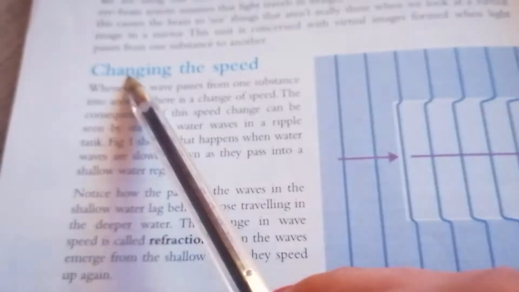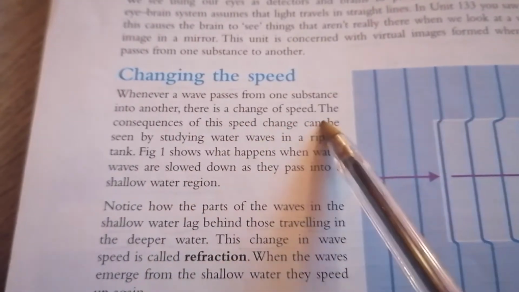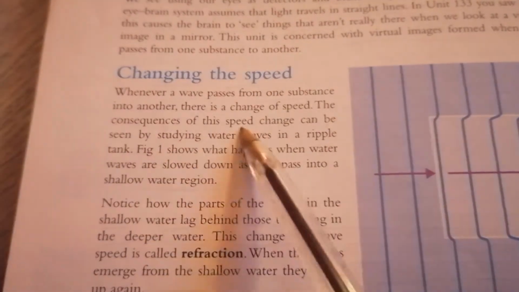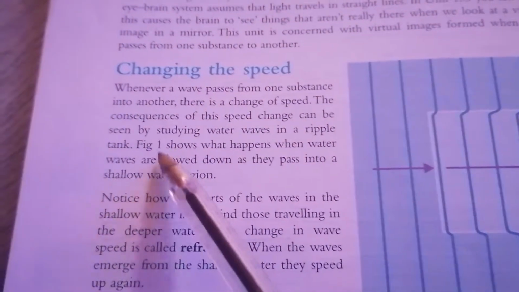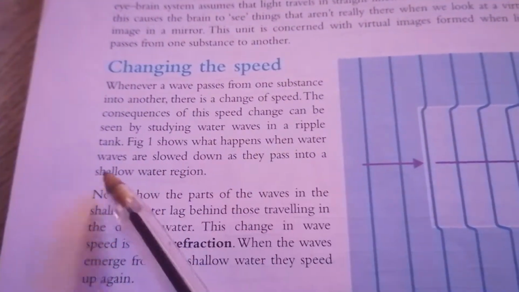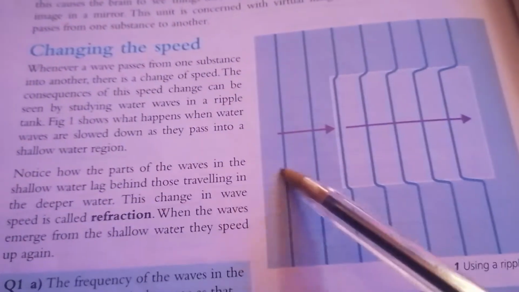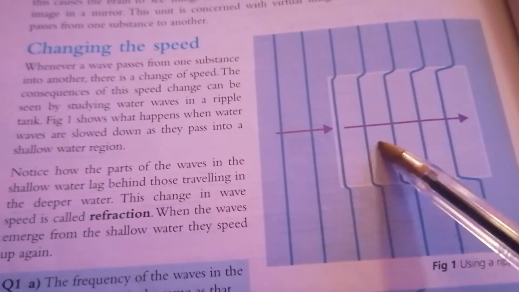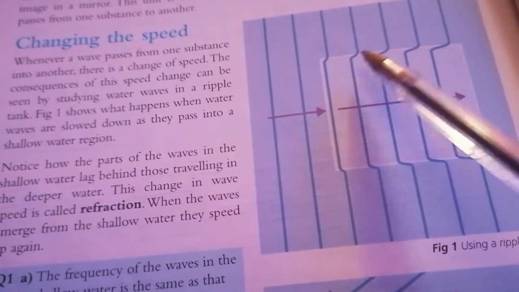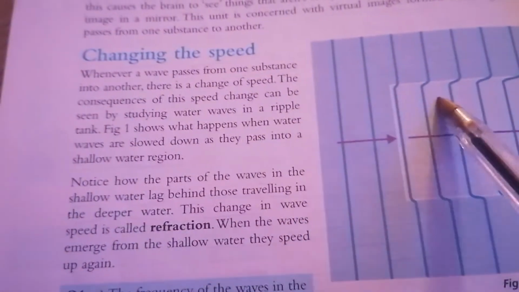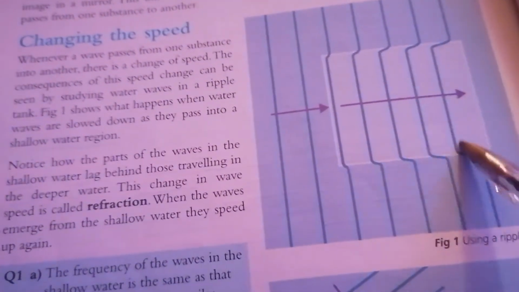Okay, so whenever a wave passes from one substance into another, there is a change of speed. The consequences of this speed change can be seen by studying water waves in a ripple tank. Figure 1 shows what happens when water waves are slowed down as they pass into a shallow water region. So here's the deep water, and as it goes into the shallow water, the waves slow down. You can see the change. These are faster waves in the deeper water, and as it goes to the shallow water, the waves actually slow down.